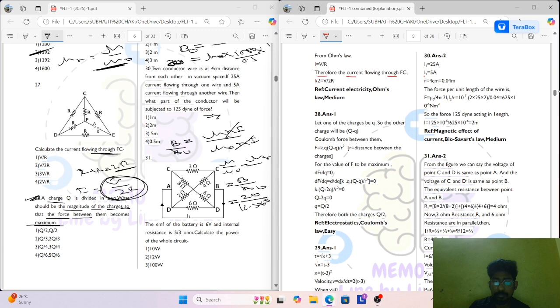The value of mu naught is equal to 4 pi into 10 to the power minus 7. 4 pi will cancel out, you will get 10 to the power minus 7 into 2 into I1 into I2 divided by 0.04, 25 into 5. From this you will get 625 into 10 to the power minus 6. So for the force 125 dyne, the length will be l equals 125 divided by 625 into 10 to the power minus 6. It's not 625, it will be equal to 62.5.